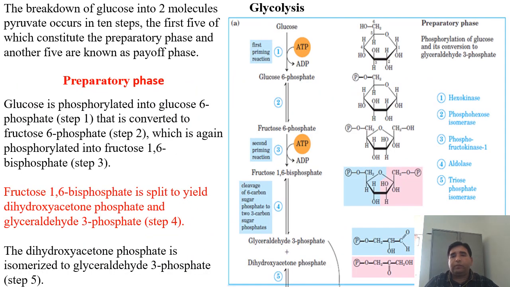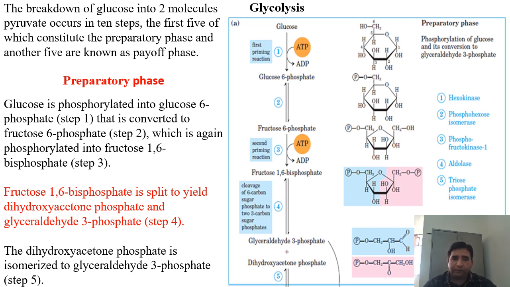The reactions of glycolysis can be divided into two phases. One is the preparatory phase, where energy is not released, but two molecules of ATP are used. And the second is the payoff phase, where energy is released and reducing power is also released. There are 5 reactions in the preparatory phase and 5 reactions in the payoff phase.